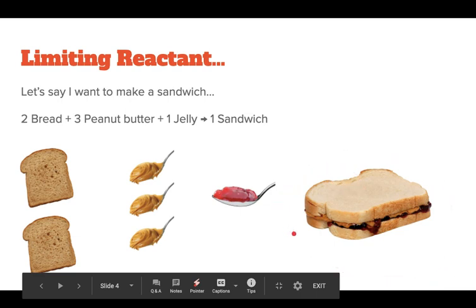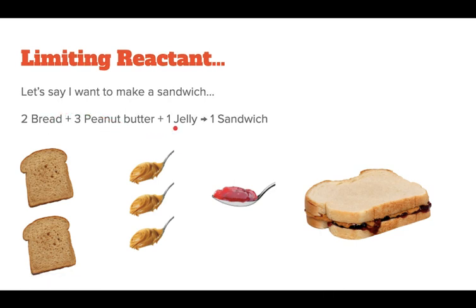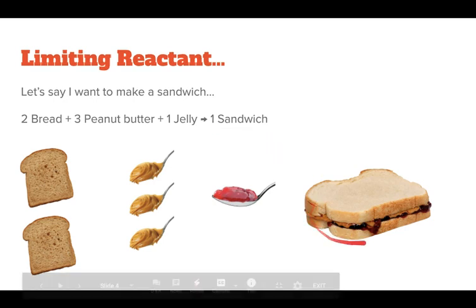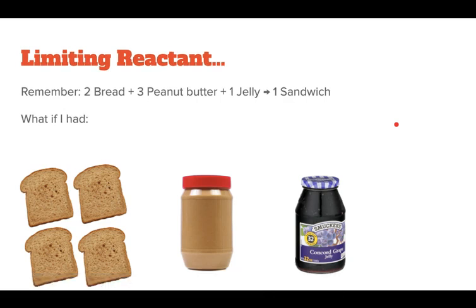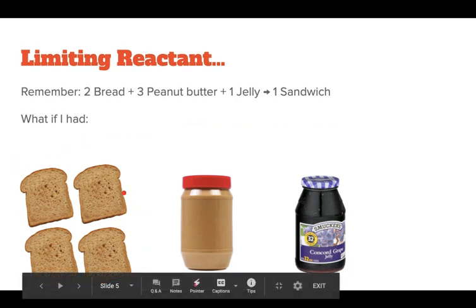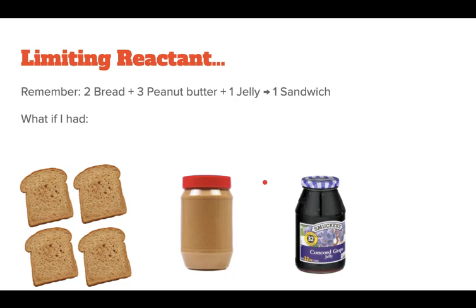So we can think of this like a synthesis reaction, right? We're going to take individual pieces, we're going to put them together, and we're going to synthesize 1 thing, and that's going to be the peanut butter and jelly sandwich, okay? So let's say we have to follow the same exact recipe, and you go into your cupboard at home and you're like, well, I've got 4 pieces of bread, an entire jar of peanut butter, and an entire jar of jelly. If you had to make as many sandwiches as possible, what's going to run out first?